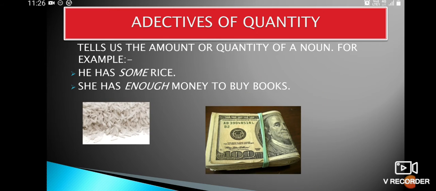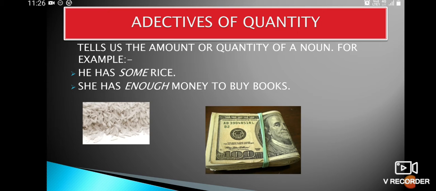Now we come to adjectives of quantity. Adjectives of quantity tell us the amount or quantity of a noun. For example, he has some rice. So, how much rice does he have? Some rice. She has enough money to buy books.